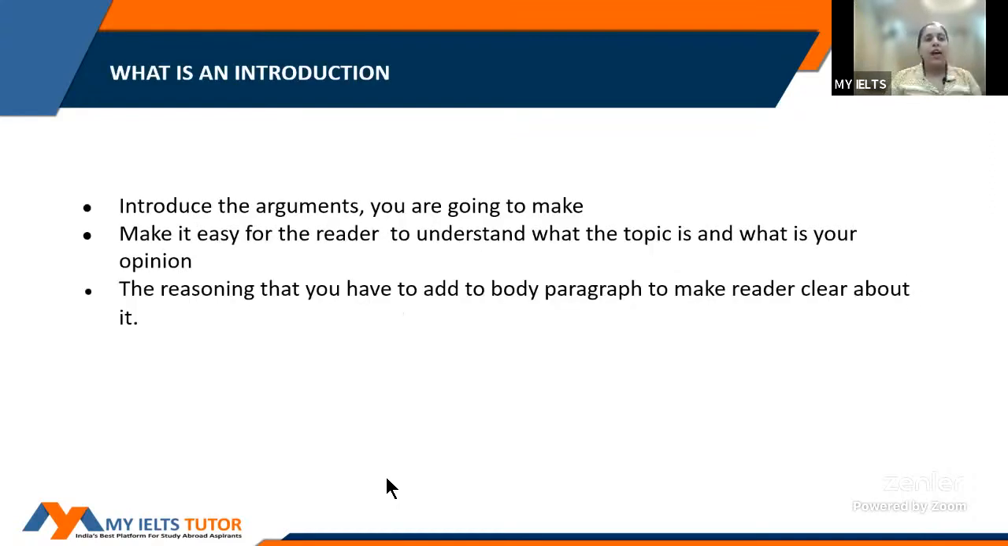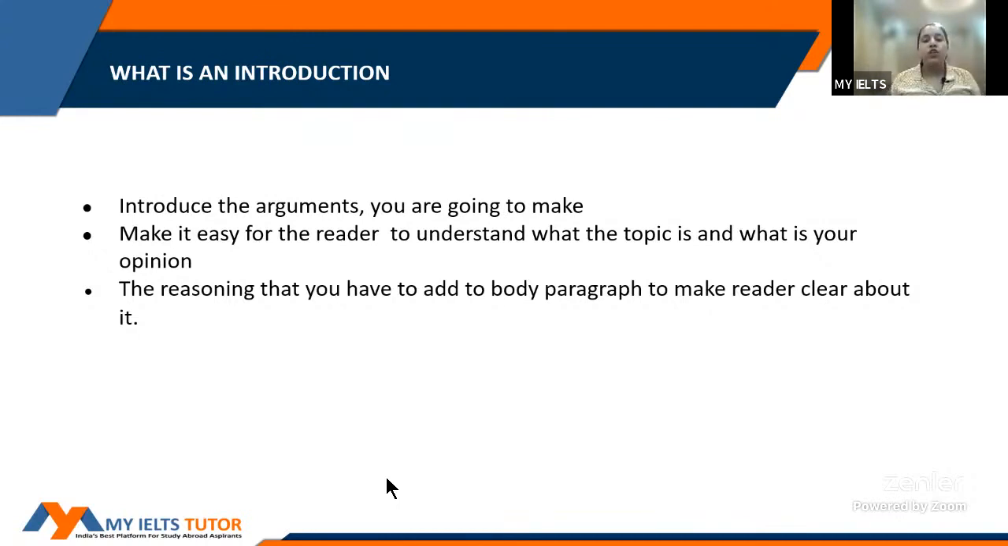Before starting, let's understand what an introduction is. We know that it is the first paragraph of our essay writing. So what should it include? Introduction simply means that you have to introduce the argument that you are going to make in your body paragraphs or in your essay. So you need to elaborate on the arguments.